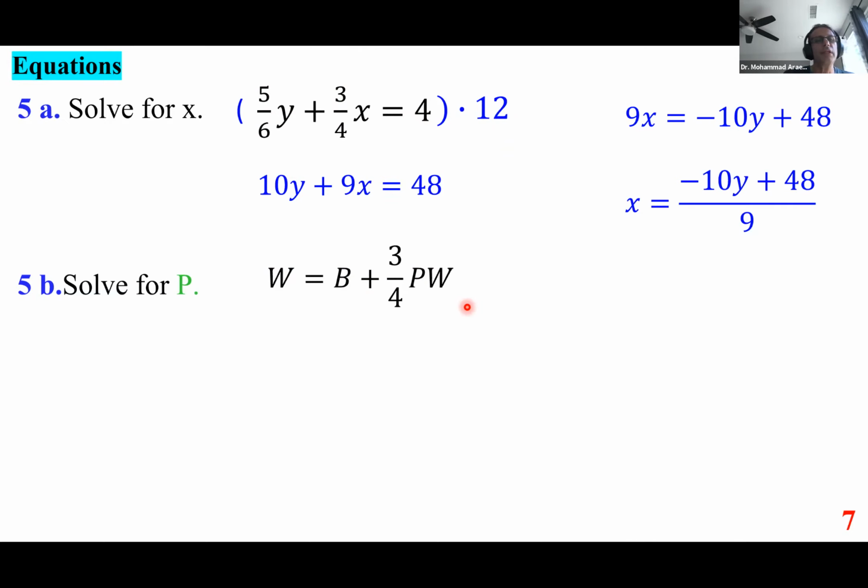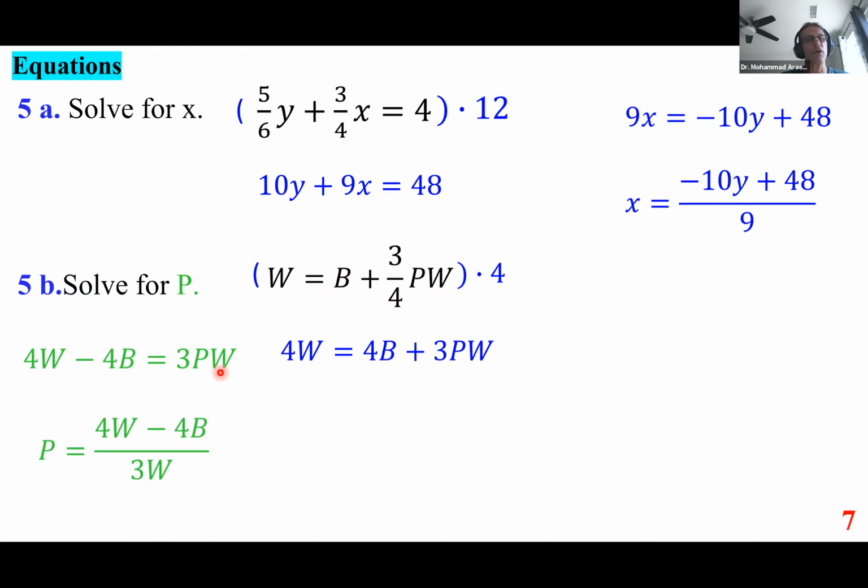We want to solve for p. Let's first and foremost clear out this denominator by multiplying both sides by 4, which results in 4w equals 4b plus 3pw. Since we are solving for p, we want to isolate the p. Therefore, we move the 4b. And now we want the p, we divide by 3w, and that's our final answer. So divide both sides by 3w. I can write it here.